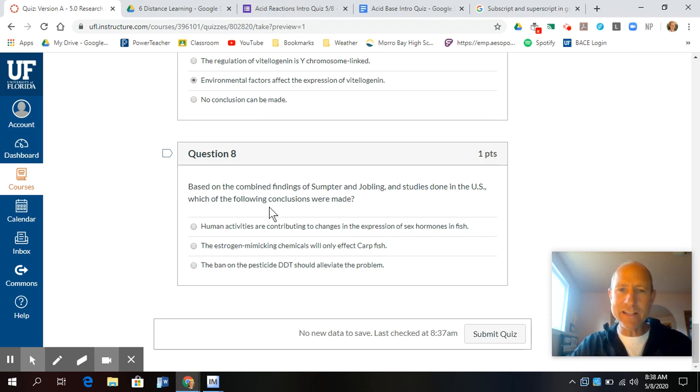Based on the combined findings of Sumpter and Jobling, the studies done in the US, which of the following conclusions were made? So they did studies in England, they did studies in the US. What conclusions can we make? Human activities are contributing to changes in the expression of sex hormones in fish. Yeah, seems like it. The estrogen mimicking chemicals will only affect carp fish. What? The ban on pesticide DDT should alleviate the problem. No, man. No, man. Yes.